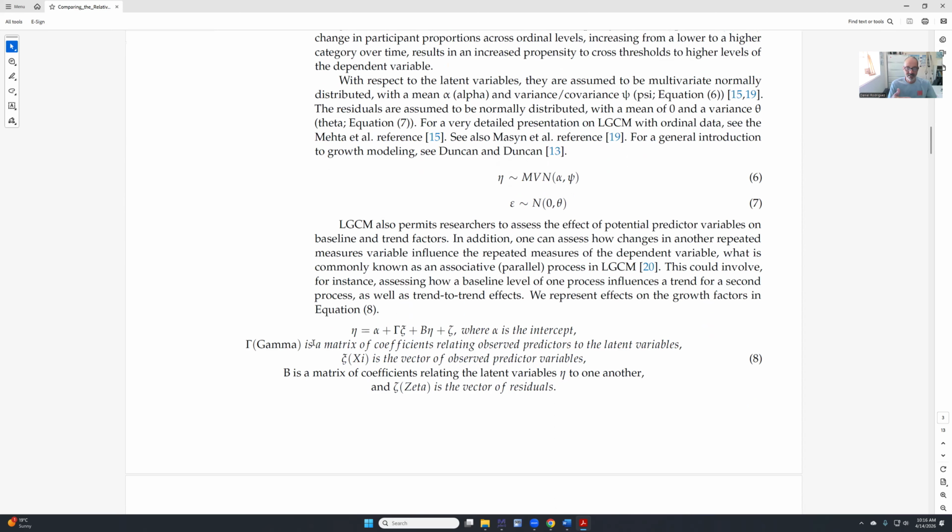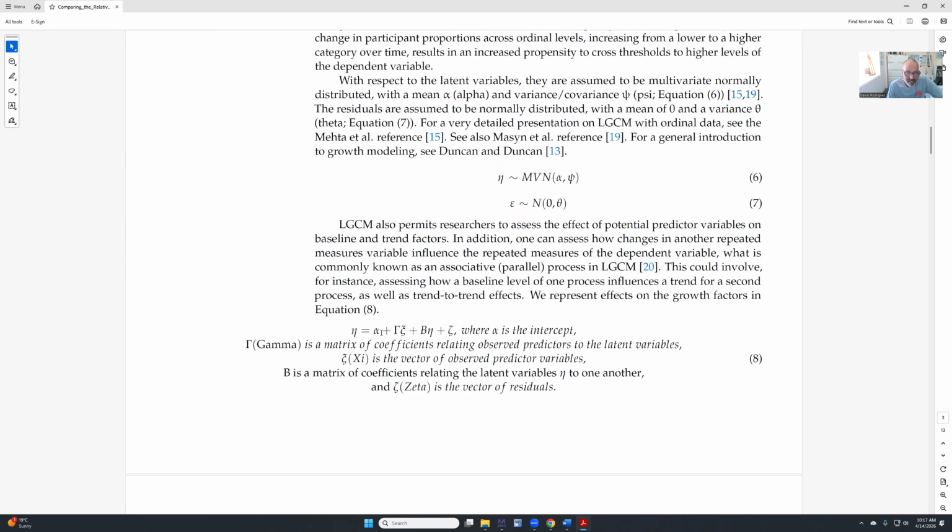We represent effects on growth factors. We did this in the last one as well. Maybe I use slightly different symbols here. This is looking at how, say, we're predicting some factor. So we have eta equal to alpha plus gamma ksi plus beta eta plus, and this last one I think is zeta. Yeah, like Catherine Zeta-Jones, zeta.